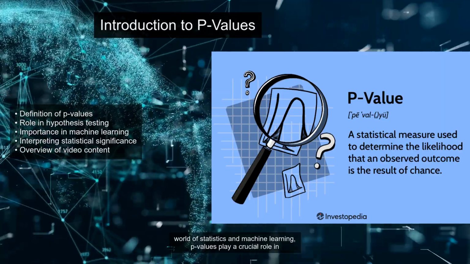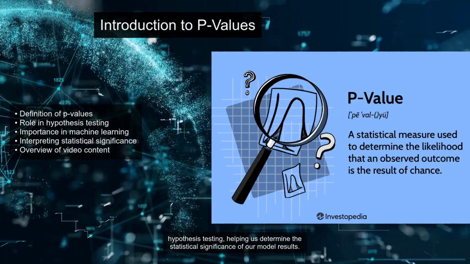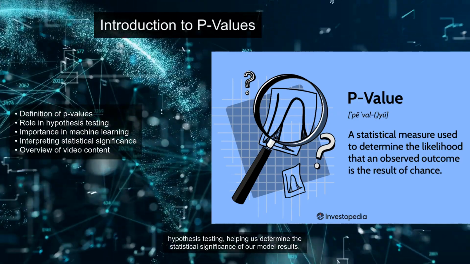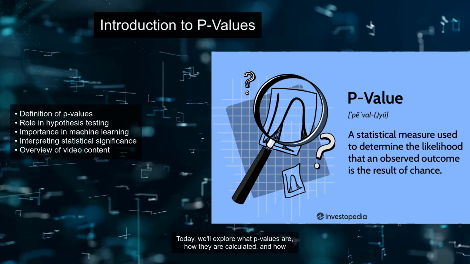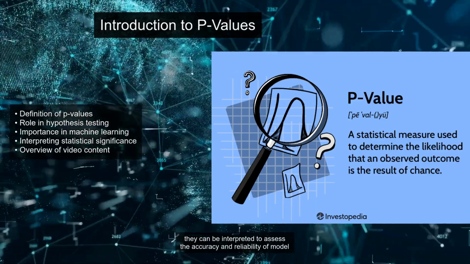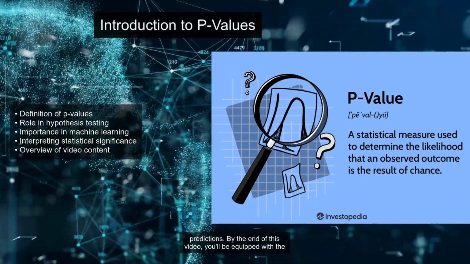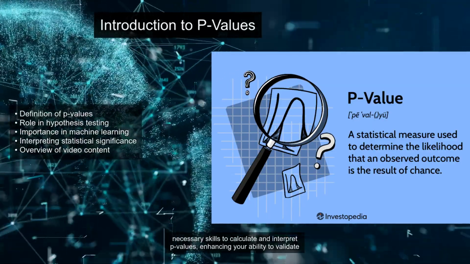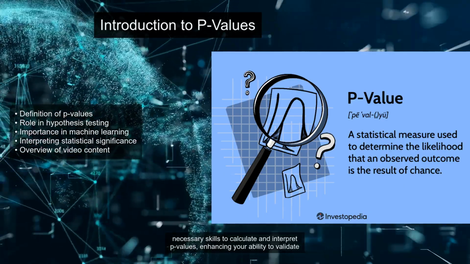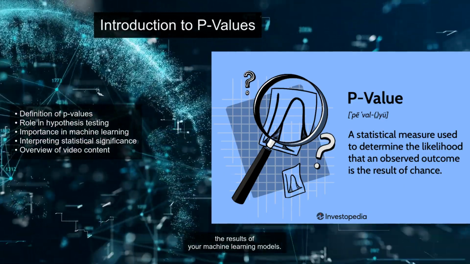In the world of statistics and machine learning, p-values play a crucial role in hypothesis testing, helping us determine the statistical significance of our model results. Today, we'll explore what p-values are, how they are calculated, and how they can be interpreted to assess the accuracy and reliability of model predictions. By the end of this video, you'll be equipped with the necessary skills to calculate and interpret p-values, enhancing your ability to validate the results of your machine learning models.